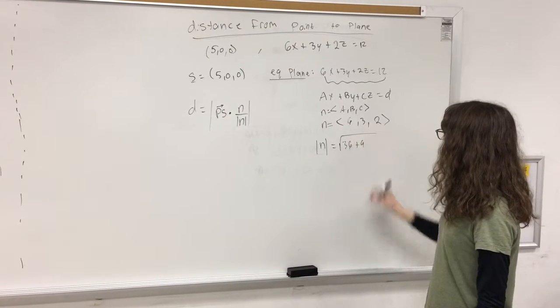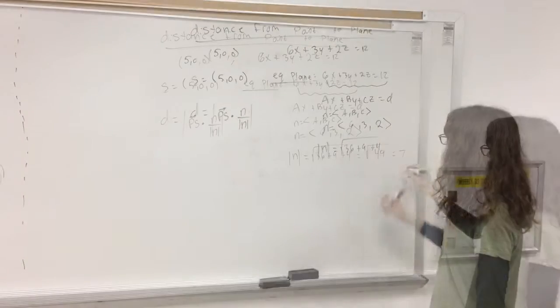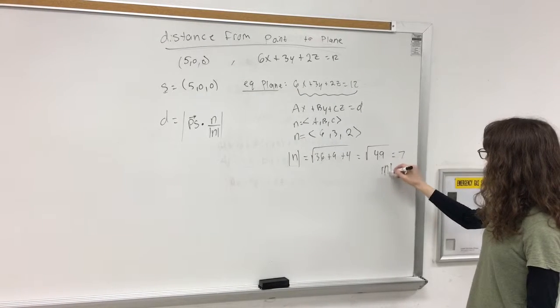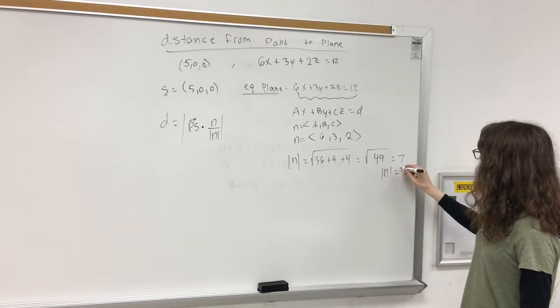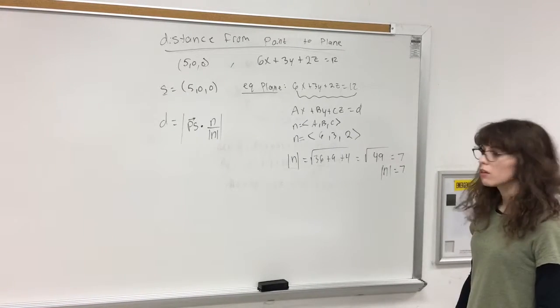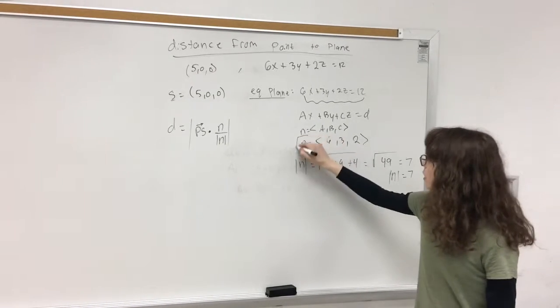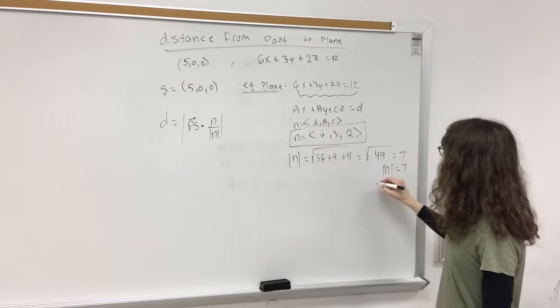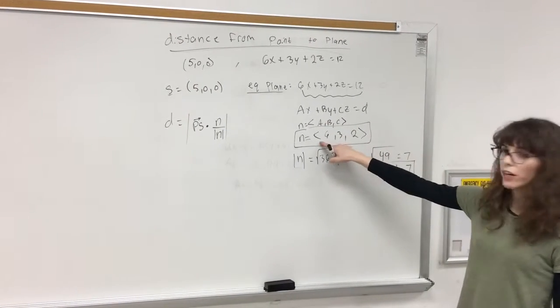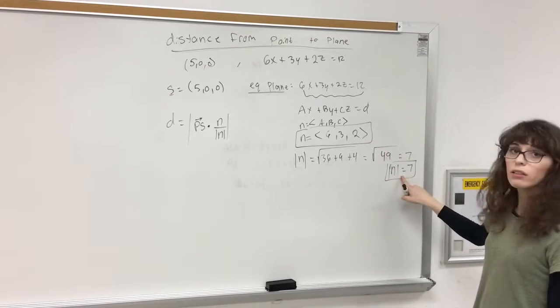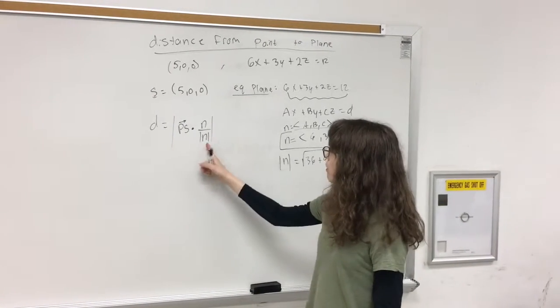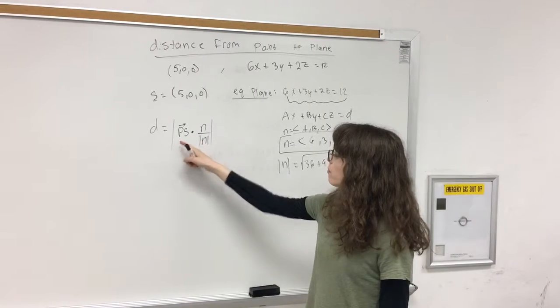the square root of 36 plus 9 plus 4, and that will be our magnitude of the normal vector. So now, I'll put a box around these, we've got our normal vector in vector form, and the magnitude of the normal. So we have this and S, we just need P.